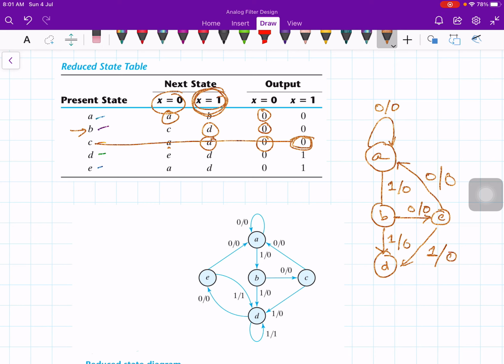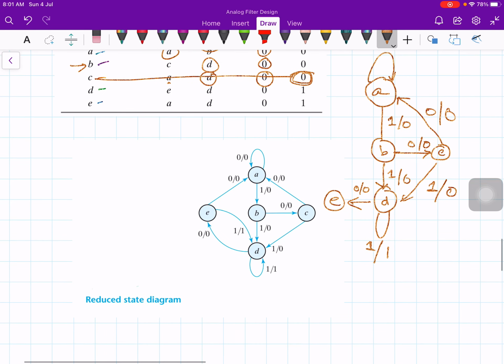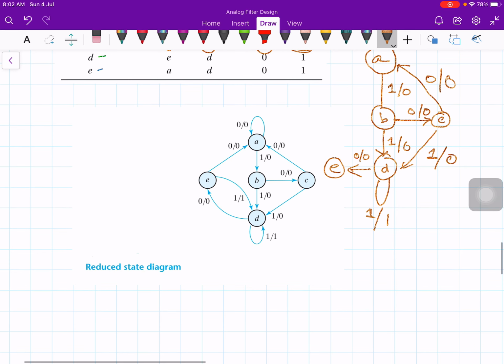In state D, if the input is 0, you move to E. So let's say this is E. From D to E, you move here. If the input is 1, this is for 1 and this is for 0. And you write down the corresponding output. This is 1 by 1 and this is 0 by 0. So rest of the things you can fill it up. So this is the reduced state diagram.